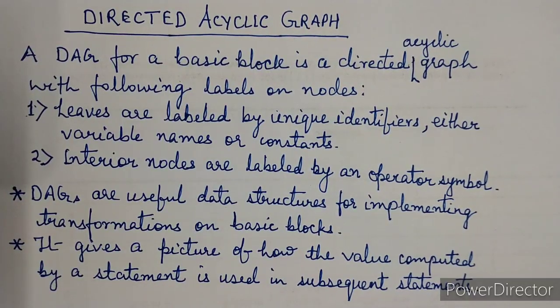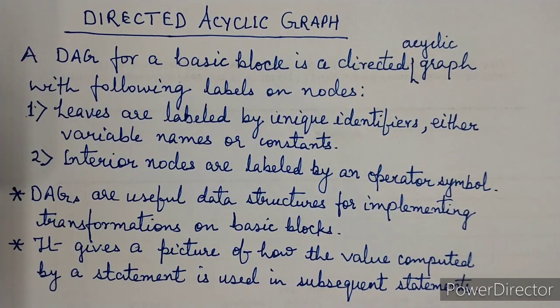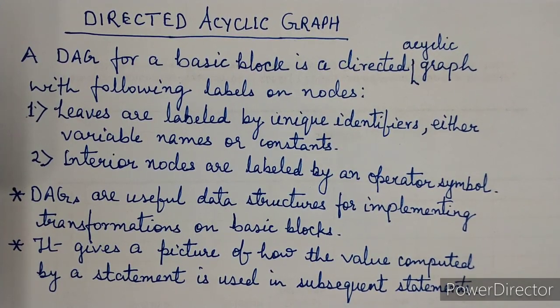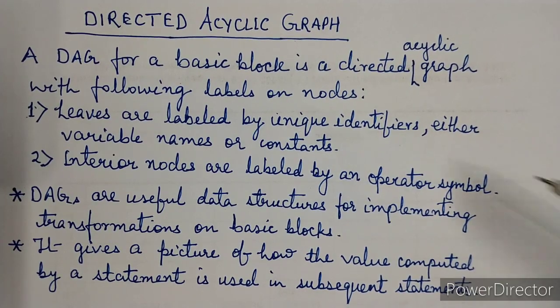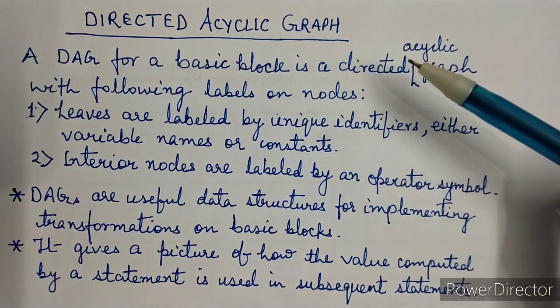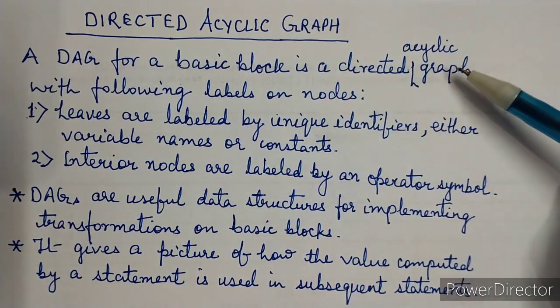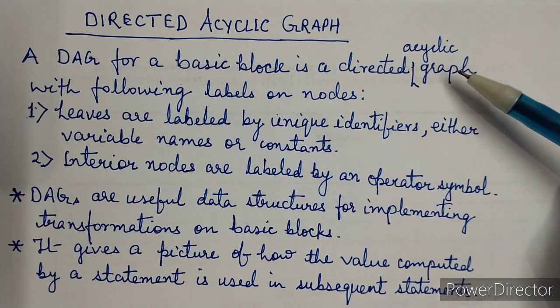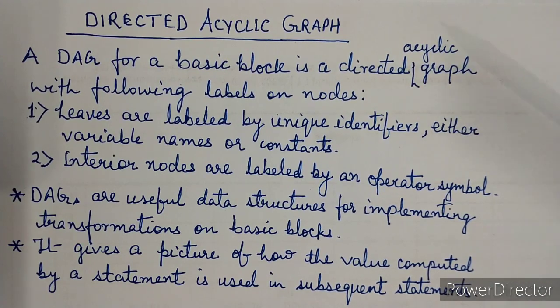Hello students, today we will learn directed acyclic graph, that is DAG, and how we can construct DAG for a basic block. A DAG for a basic block is a directed acyclic graph with the following labels on nodes. तो DAG का फुल फॉर्म है डायरेक्टेड एसाइक्लिक ग्राफ, मीन्स ऐसा ग्राफ जिसमें कोई भी साइकिल फॉर्म नहीं हो सकती है और वो डायरेक्टेड होगा.